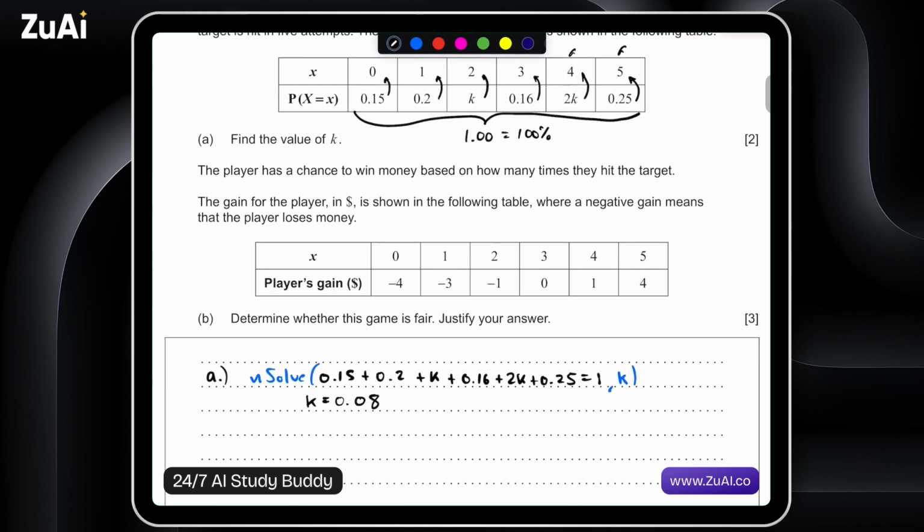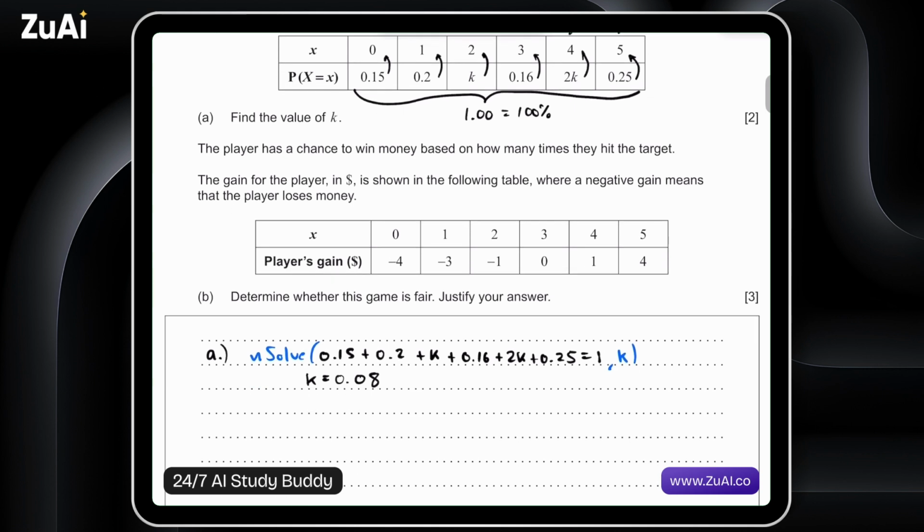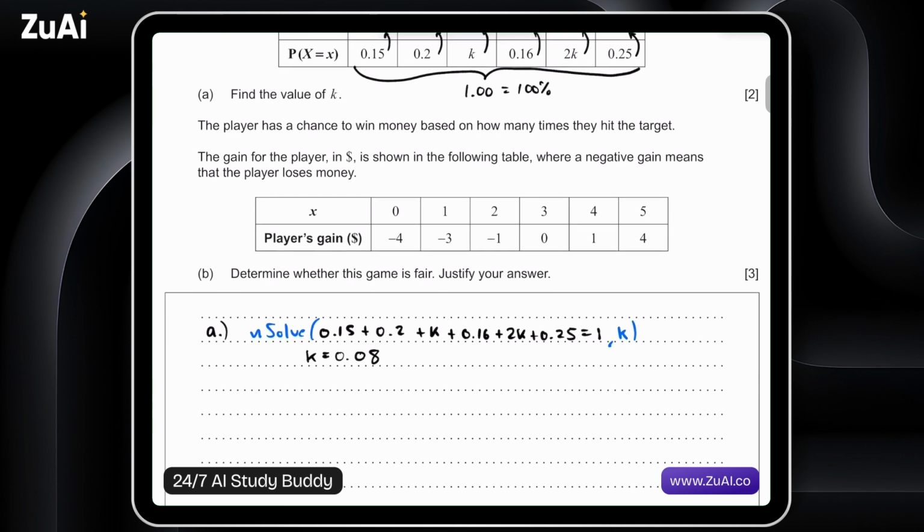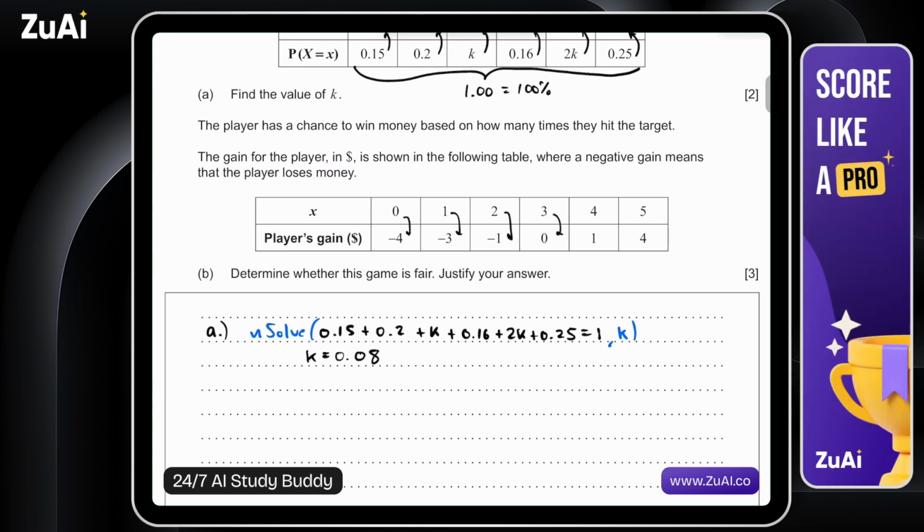The player has a chance to win money based on how many times they hit the target. The gain for the player in dollars is shown in the following table, where a negative gain means that the player loses money. Here's our table. Determine whether this game is fair. Justify your answer. So we hit 0 targets, we lose $4. 1 target, we lose 3. 2, we lose $1. 3, it's a tie. We don't win or lose money. We hit 4 targets, we win 1. And we hit 5 targets, we get $4.